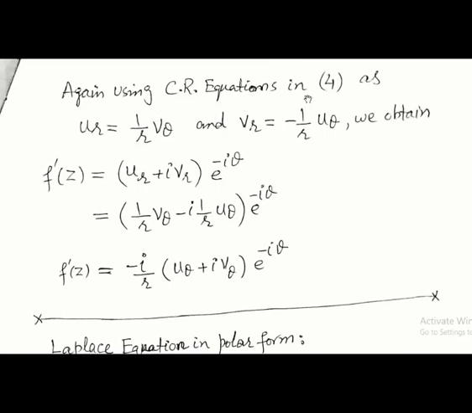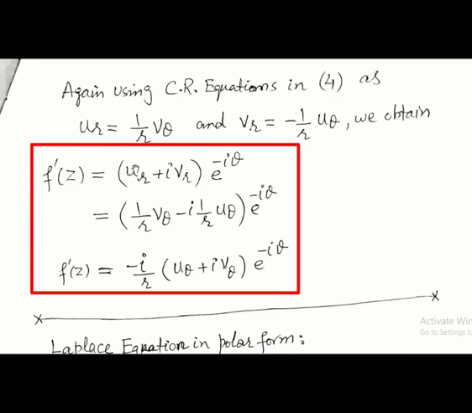Again, using CR equations in 4 as u of r equals 1 over r v theta and v of r as minus 1 over r u theta, we obtain f prime z is equal to u of r plus iota v of r into e power minus iota theta. By taking minus iota over r common, finally we will get u of theta plus iota v of theta, and the derivative f prime z is equal to minus iota over r into u theta plus iota v theta into e power minus iota theta.